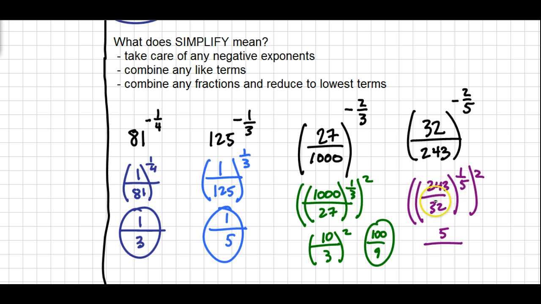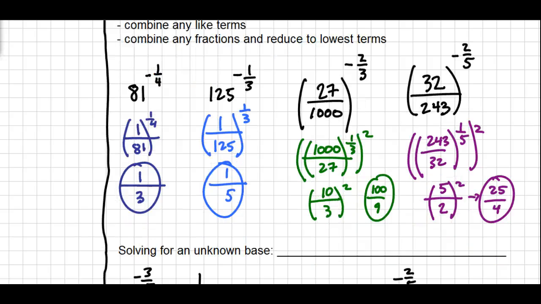32 to the 1/5 power is the same as finding what times itself 5 times equals 32. And I know that one by heart as well. That's a 2. If you didn't know that, 2 would be a good first guess. We still need to take that fraction and square it. 5 squared, don't say 10. 5 squared is 25. On the bottom, 2 squared is 4. Again, you don't need to write it as a mixed number. Improper fraction, as long as it's in lowest terms, is perfectly fine.